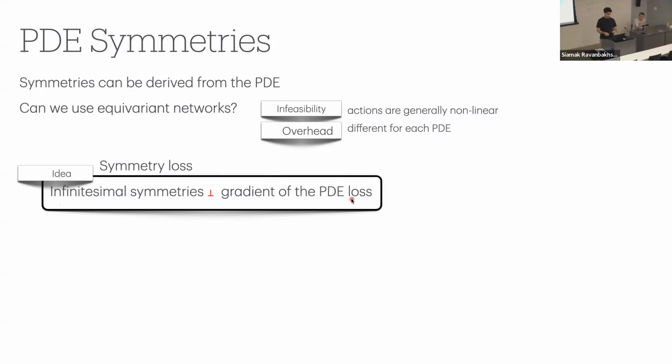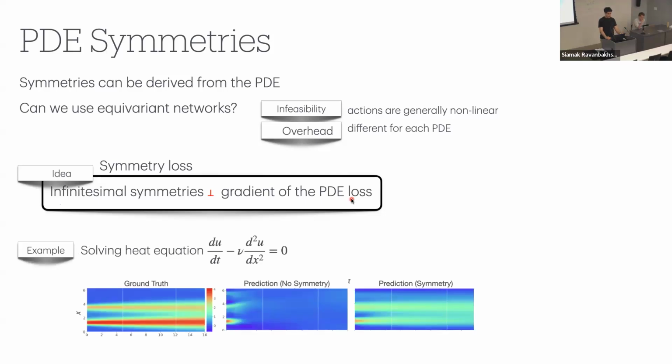If you just use this loss in addition to your usual loss in physics-informed networks, we show that in some applications you can get much better sample efficiency. This is showing, for example, the heat equation. This is the ground truth for a given initial condition. If you don't use the symmetries, using a certain number of samples from the domain, this is the solution that you get. If you use symmetries, you get a better solution.